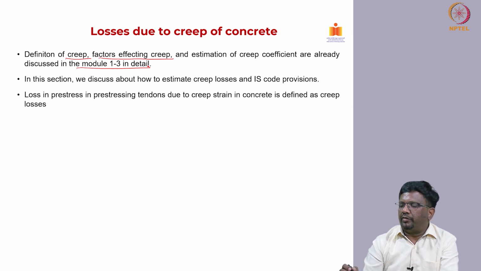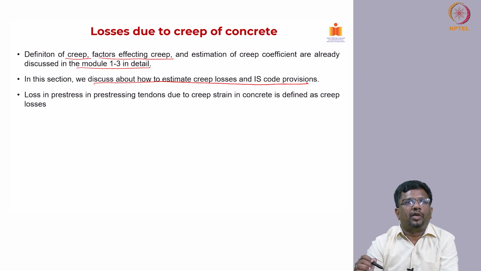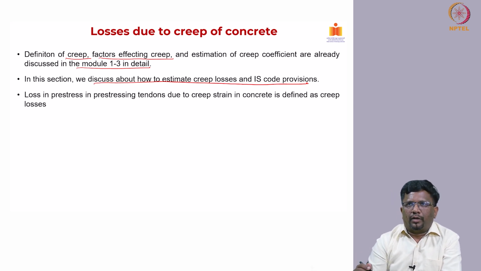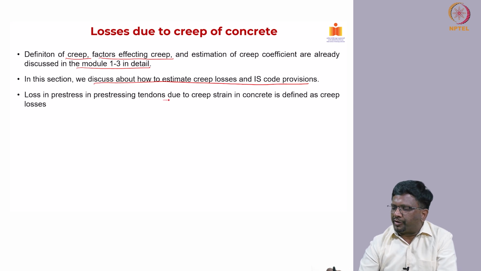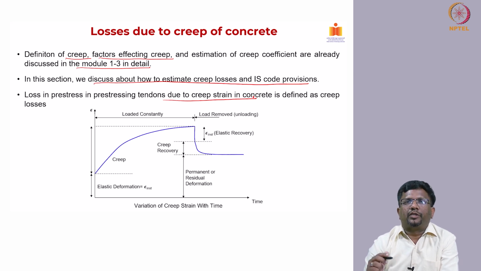In this section, we are going to just discuss how to estimate the creep losses and how the IS code provisions are accounting for the loss due to creep. Due to creep strain in concrete, there will be a loss in the pre-stressing tendon, and that is what we are calling a creep loss.